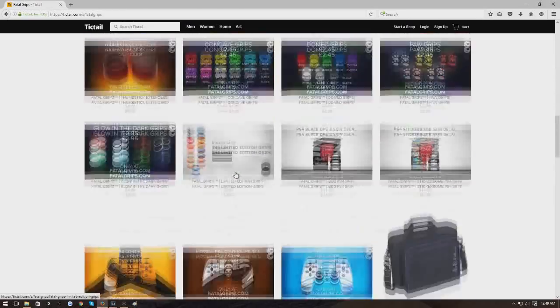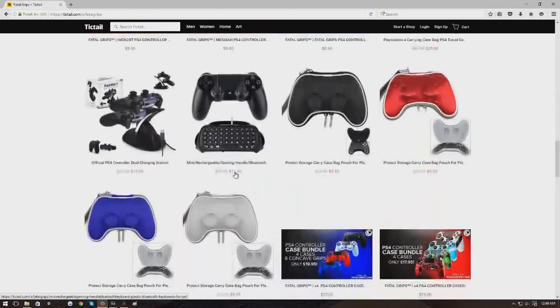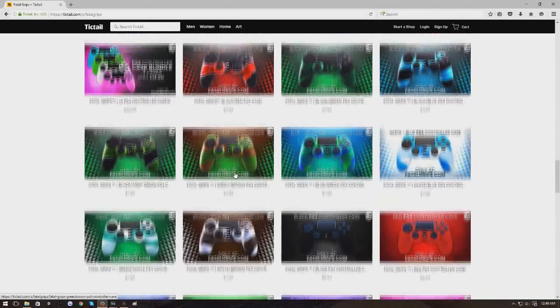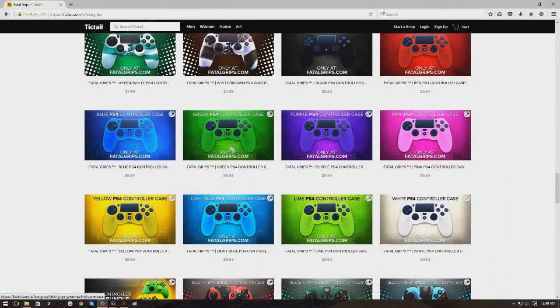One thing that I got, if I could find it real quick, oh my gosh, I should have probably already found this. Ah, right here we are. Bam. This thing right here, the Fatal Grips Green PS4 controller case. I'm going to tell you guys the pros and cons of this thing. Not many cons, a lot of pros. So I got the green one for my PS4 controller.